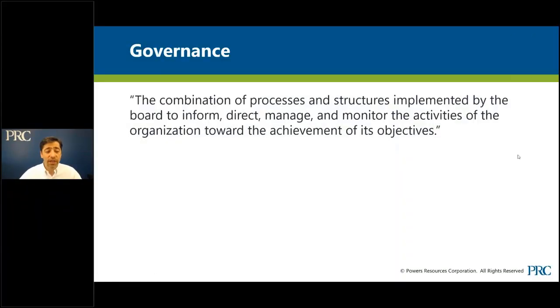Starting with the definition of governance. Now, of course, there are multiple definitions. The IIA defined governance as the combination of processes and structures implemented by the board. So we need to remember it's the board that is the significant contributor or executor of governance within an organization. Of course, we do have outside parties that might influence, but the board is the major player, to inform, direct, manage, and monitor activities of the organization, and that is towards the achievement of its objectives. So the ultimate goal of everything the board does is towards the achievement of the objectives.